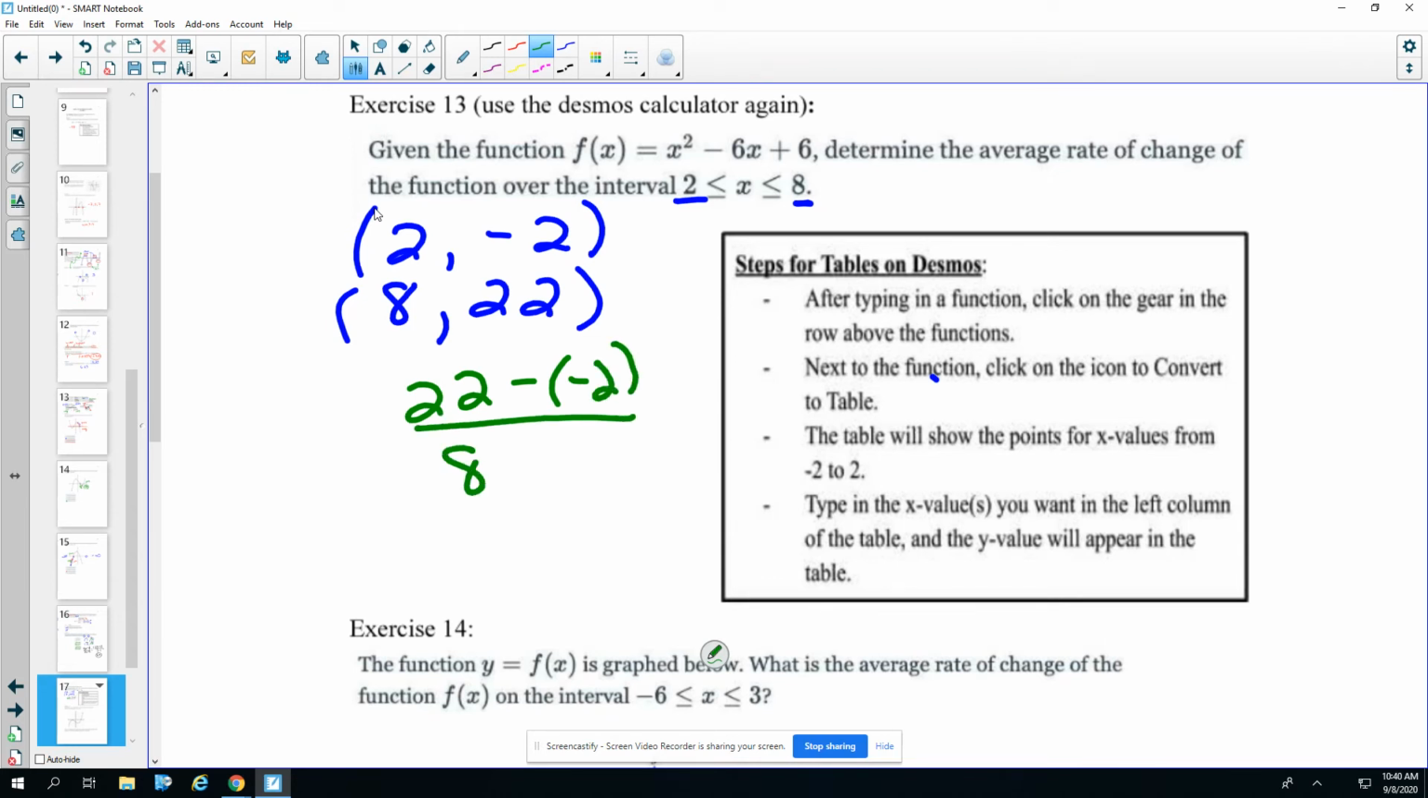over 8 minus 2. So that's just my y2 minus y1 over x2 minus x1. This simplifies. I'm just going to show you an extra step since I didn't do this the other time. That's 24 over 6, which does equal 4. So that's my answer.